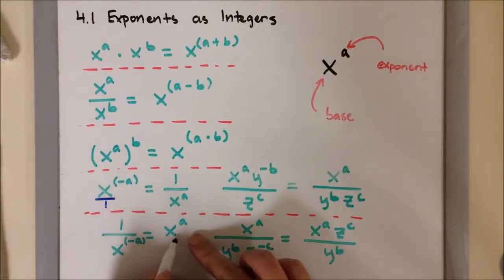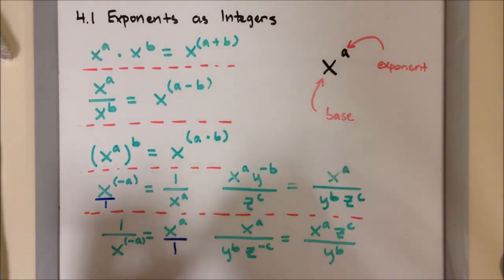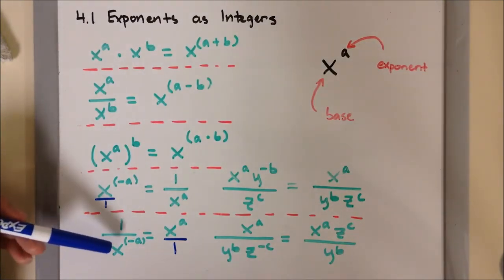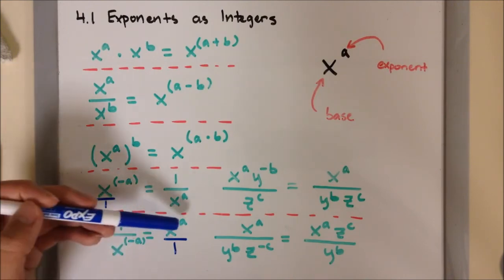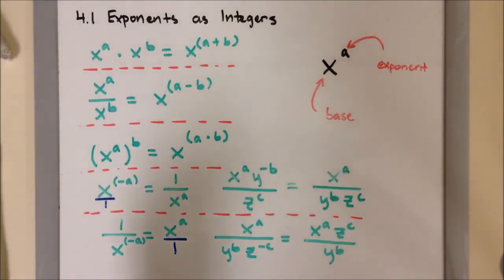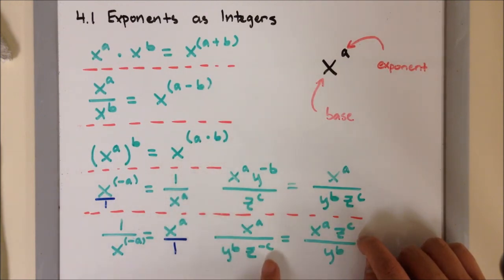So x to the a is the same thing as x to the a over 1. We simply move x to the power of negative a to the top, move it to the opposite side, which is top, and then change into a positive a. So I wrote a little example here. So we have x to the a power over y to the b power times z to the negative c power. Since I want z to have a positive exponent, I'm simply going to move it to the opposite side. So from bottom to top, which I did over here, and I converted negative c into positive c.